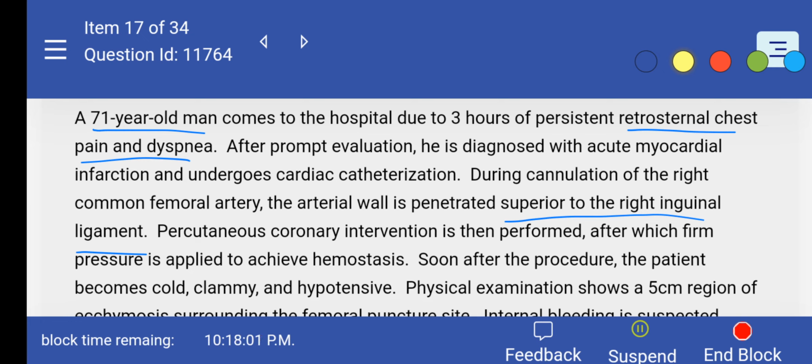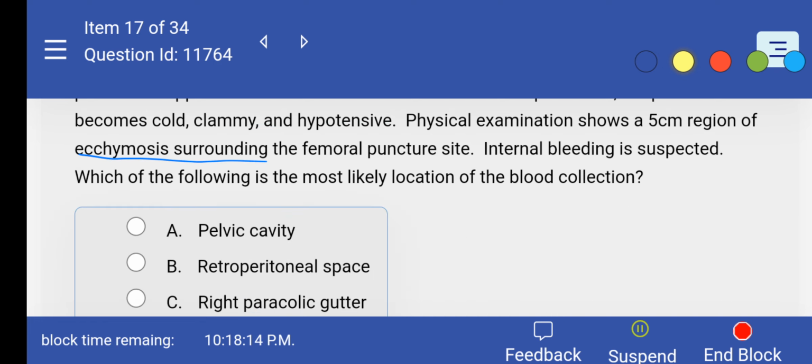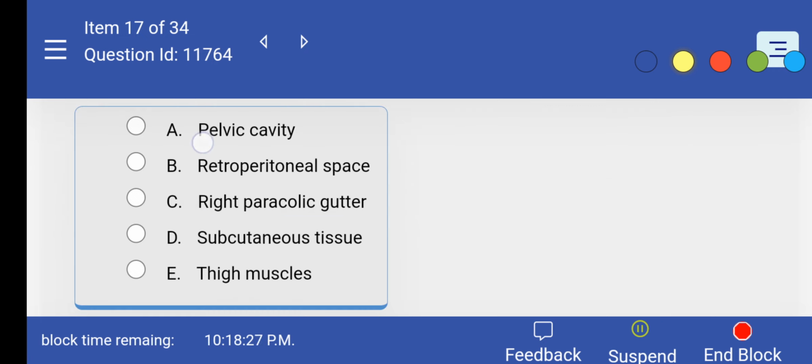Soon after the procedure, the patient becomes cold, clammy, and hypotensive. Physical examination shows a 5 centimeter region of ecchymosis surrounding the femoral puncture site. Internal bleeding is suspected. Which of the following is the most likely location of this blood collection? Pelvic cavity, retroperitoneal space, right paracolic gutter, subcutaneous tissue, thigh muscles. Pause it and give the answer.